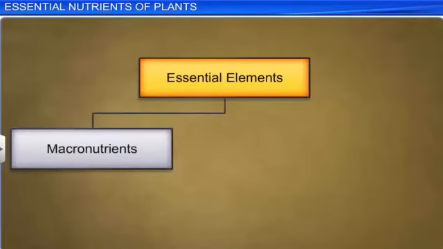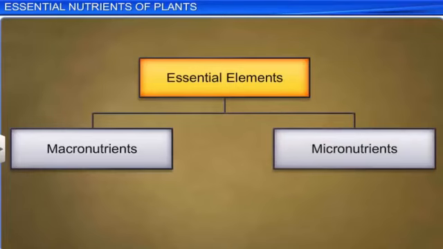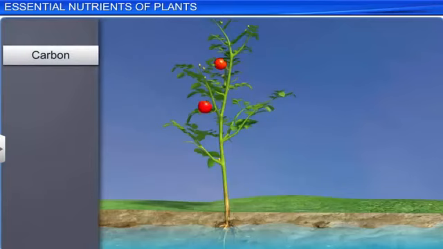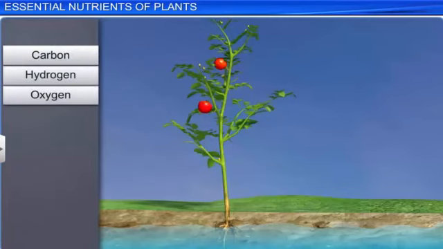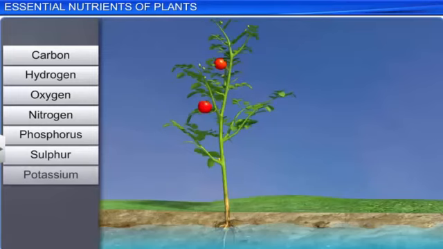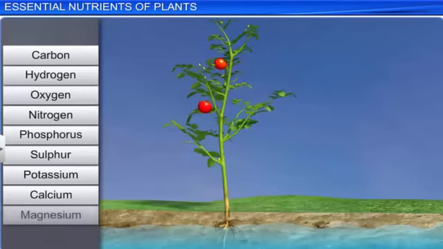macronutrients and micronutrients. The elements that are required by a plant in large amounts are called macronutrients. Carbon, hydrogen, oxygen, nitrogen, phosphorus, sulfur, potassium, calcium, and magnesium are macronutrients.